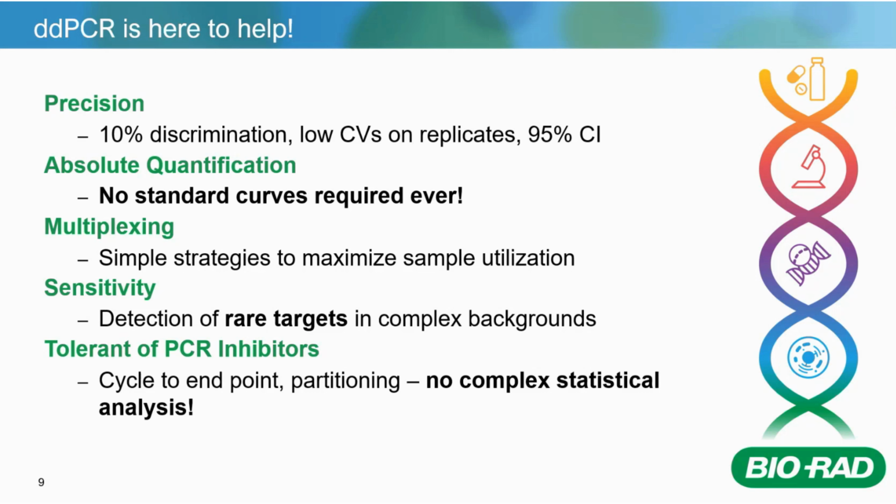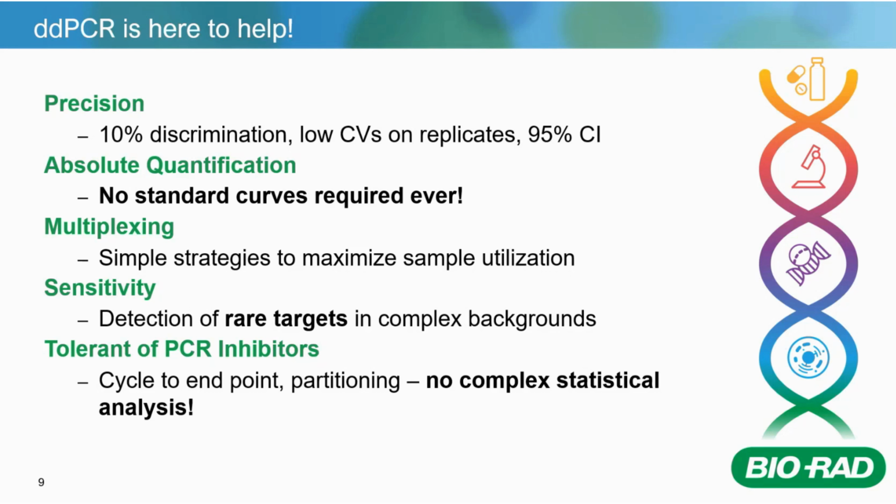We're not going to go too much into detail about multiplexing because that can get really advanced, but of course you can multiplex on our systems to a really high degree. In fact, to the highest degree on the market, up to 12 targets per single well. Sensitivity, detection of rare targets in complex backgrounds. Because of that partitioning, which I'm going to show you in the next slide and a little bit later, it really can make a massive difference to that detection method.